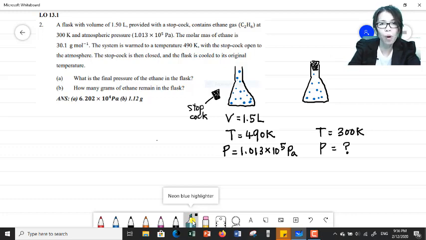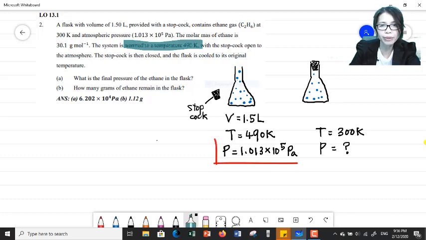The system is warmed to a temperature of 490 Kelvin with the stopcock open to the atmosphere. Without any stopcock closed, the gas is open to the atmosphere, so we understand that the pressure will be the same as the atmospheric pressure, 1.013 × 10^5 Pascal. So we warm this to a temperature of 490 Kelvin.